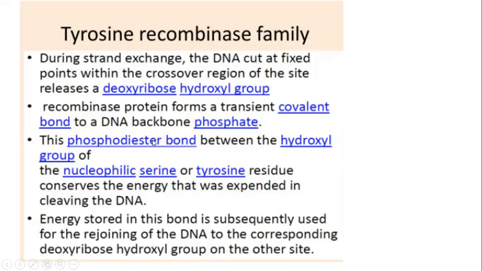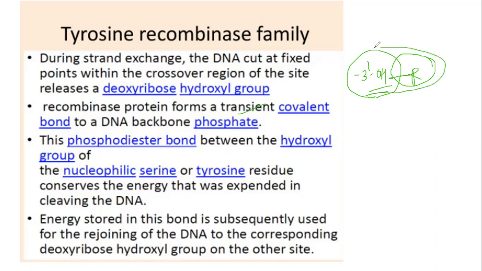Okay, so let's talk about the tyrosine recombinase family. So during the strand exchange, the DNA is cut at fixed points within the crossover region. Okay, and then they are going to make a deoxyribose hydroxyl group. तो जब भी कोई cut होगा तो obviously 3-OH तो free होगा ही ना whenever there is a cut. So these recombinase proteins form a transient covalent bond to this OH को. तो यहाँ पे आपका एक recombinase ने covalent bond बना लिया. Now when you say transient, it means it is not permanent, obviously, right? Now this phosphodiester bond between the hydroxyl group of the nucleophilic serine or tyrosine residue conserves the energy that was expended in cleaving the DNA.